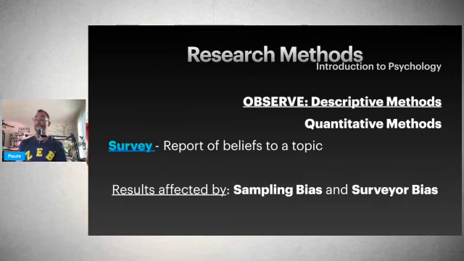So we're talking about internal validity. Internal validity refers to the extent to which you can trust the conclusions that have been drawn about a relationship between independent and dependent variables.